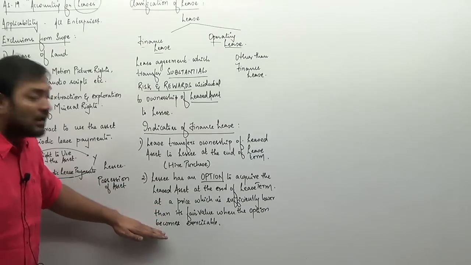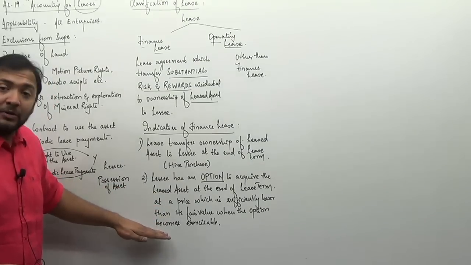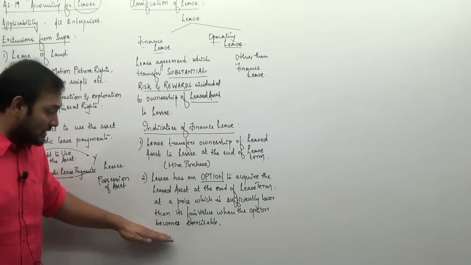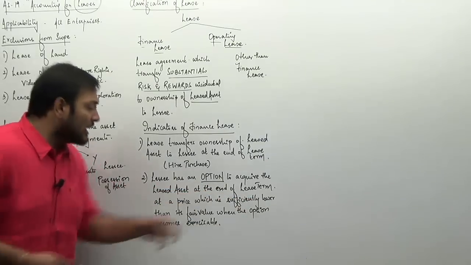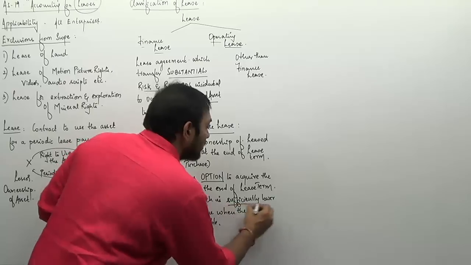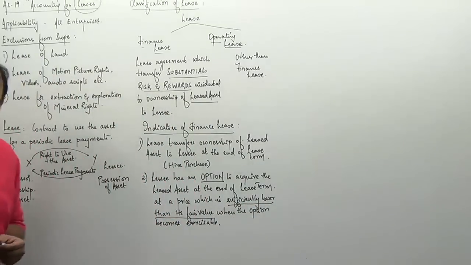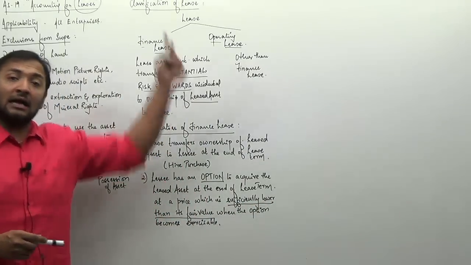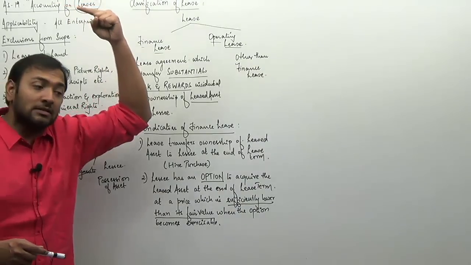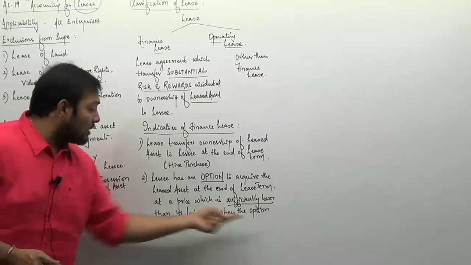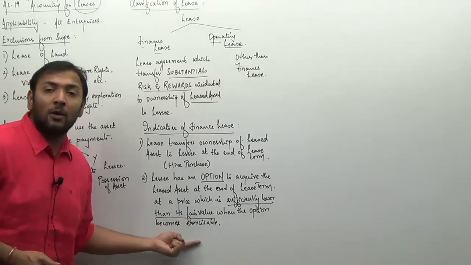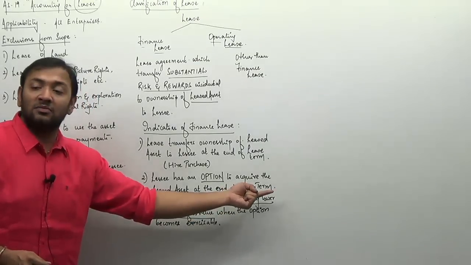But he's saying that the price at which he can purchase the leased asset according to the lease is sufficiently lower than its fair value. Sufficiently lower than the fair value. When is the fair value being considered? I can't consider it at the beginning of the lease. I should consider it when the option becomes exercisable. When is the option becoming exercisable? At the end of the lease term.